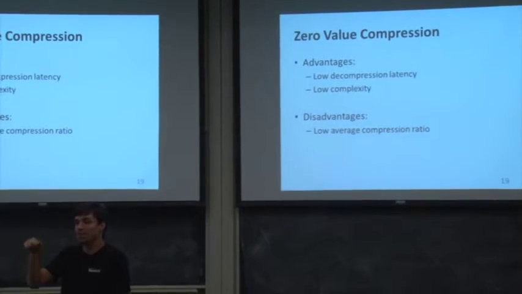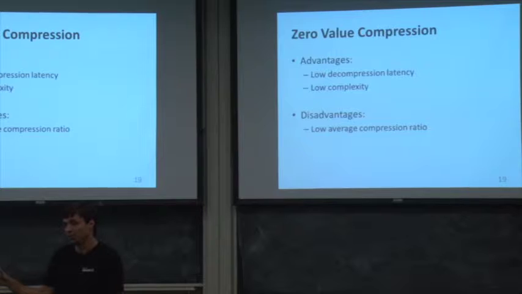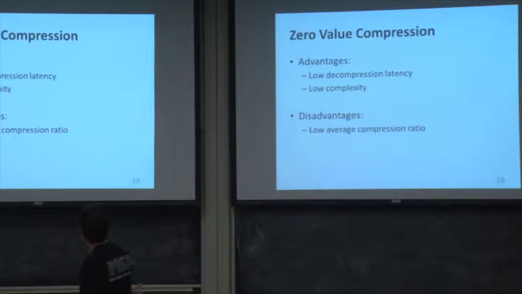You don't need to decompress, essentially. You just need to store a bit somewhere telling that your cache line is zero, right? And that's it. You don't need anything. And there's also low complexity. There's no hardware needed to compress and decompress things. You just duplicate those zeros. So it's simple, but there is one easy problem there. It doesn't provide such a good compression ratio.